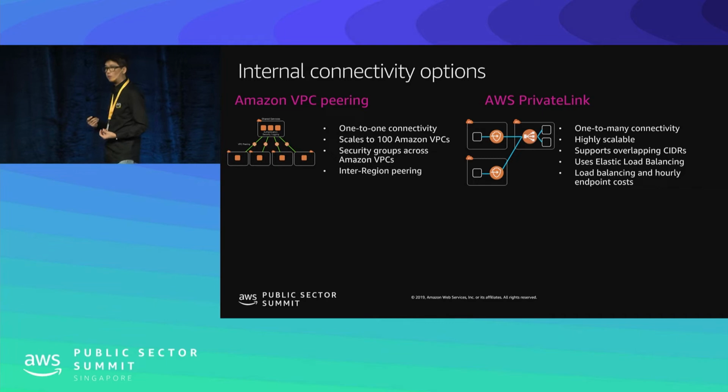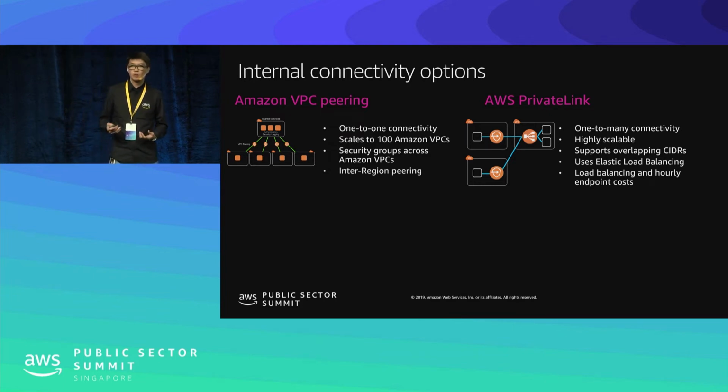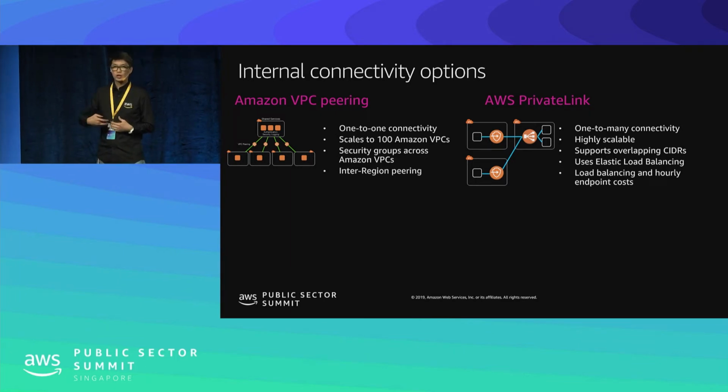This is a one-to-many connectivity option. For example, you have built a custom bespoke application, like an authentication service, and you want to open it up to all the rest of the applications. You can enable it by enabling a PrivateLink using a network load balancer, and share this across VPCs and across accounts.